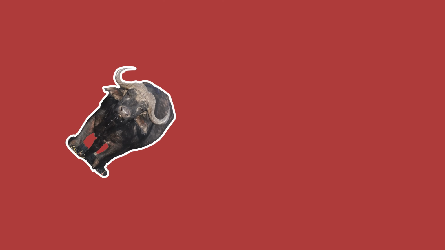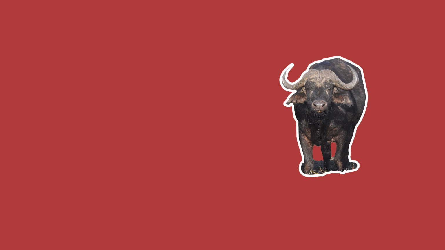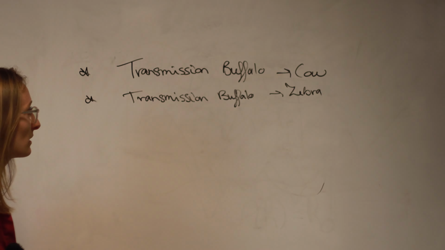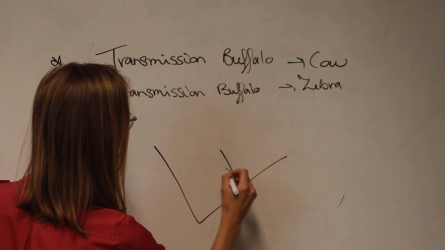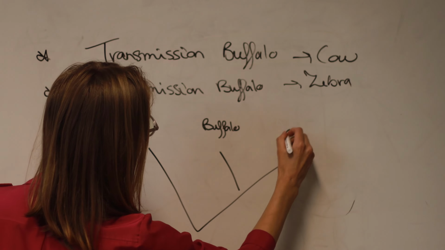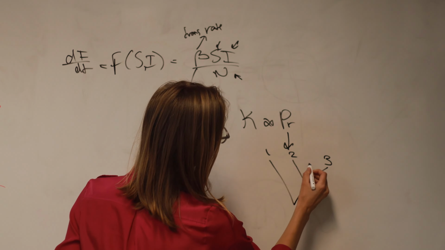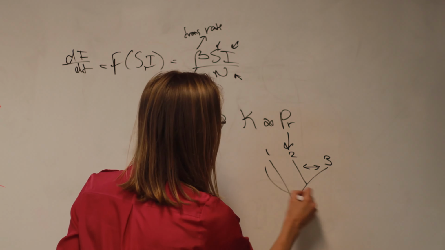Transmission from a buffalo to a cow. And then the other one would be like transmission from a buffalo to a zebra. Well, what do you think is going to transfer the disease more easily? Buffalo and a cow, because if you look at the phylogeny, here's the buffalo, here's the cow, you're quite closely related, but all the way over here is a zebra. So basically, if you are more closely related, it's more likely that you can share a disease than when you are further related.